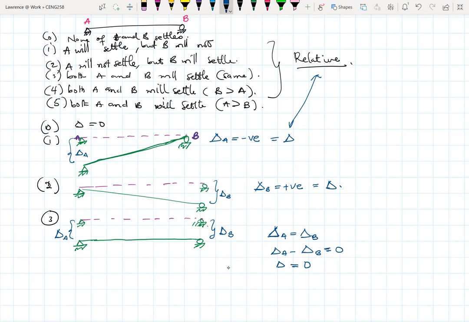All right, so if they both settle the same, or they both undergo the same linear displacement, then the relative displacement of the entire system here will be 0. Okay, so let's take note of that.